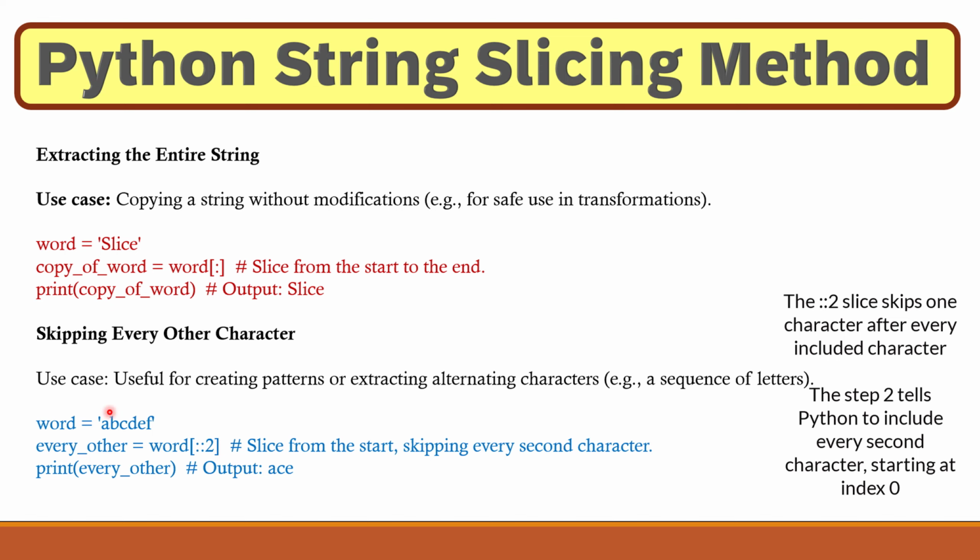So it included A, it starts from the beginning. We've not indicated where we are starting from, so the default is 0. There's no end as well. We've not indicated anything at the end, so it goes on right until the end of the string. And then it's skipping every other character. So A, C and E. And that's why the output is "ace".